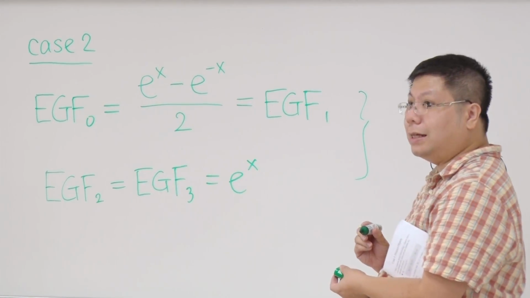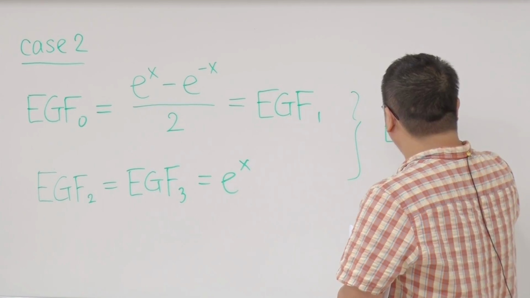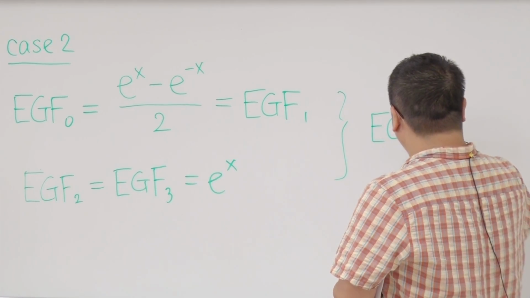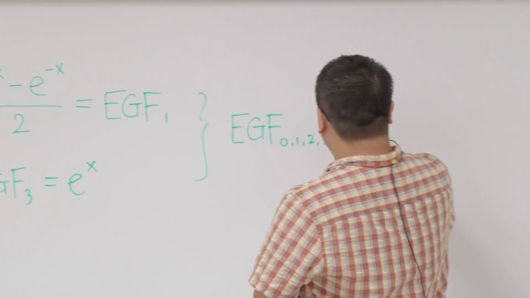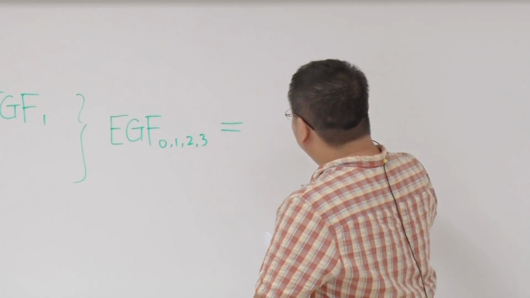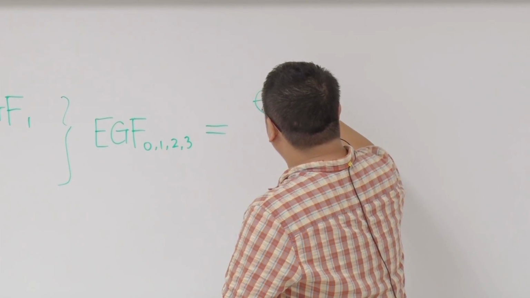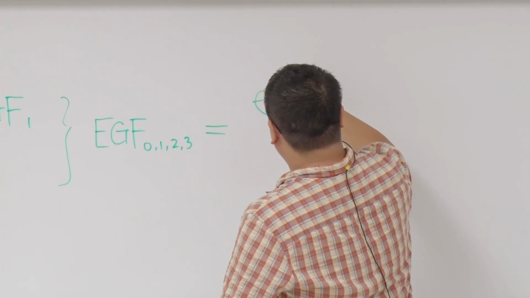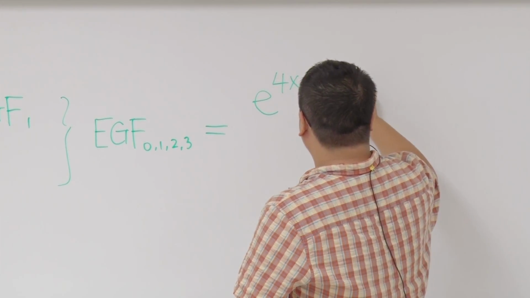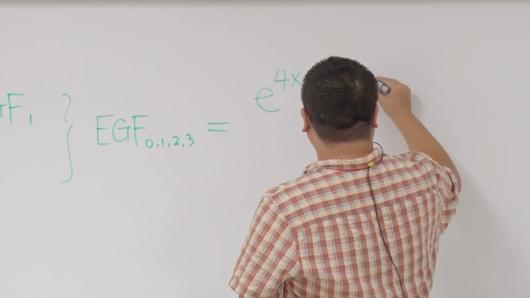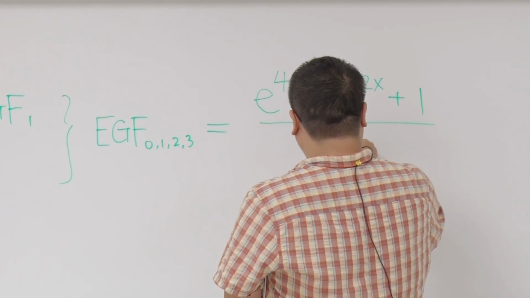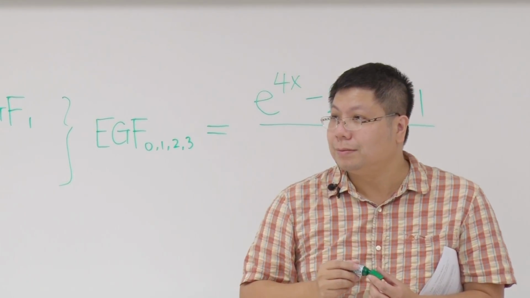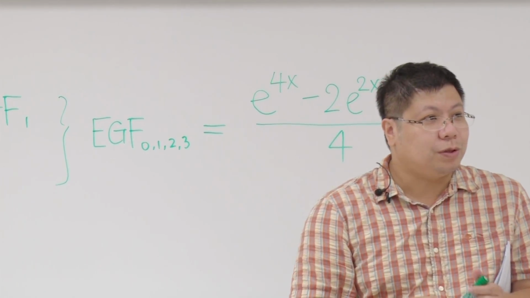So in this case too, the EGF for 0, 1, 2, 3 will be equal to what? If you trust the calculation, then this will be something like this: e to the power 4x minus 2 times e to the power 2x plus 1, divided by 4. Is that okay? Okay? And then what do we want?